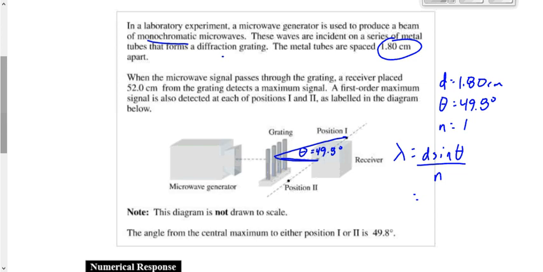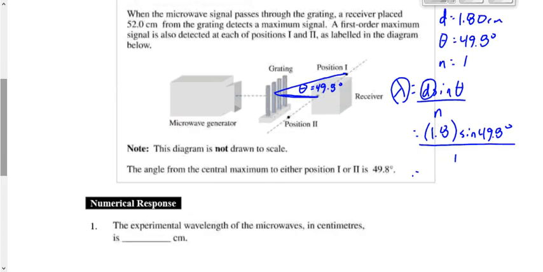D is, do I have to convert that? Well, usually we do, but as it turns out, we don't actually have to, as long as we're consistent. If we go centimeters here, then that's okay, as long as we recognize that lambda is going to be in centimeters, which is what we actually want our answer to be in here. So I'd probably just leave it here. 1.8 times sine 49.8 degrees over 1. That gives us a value, I believe it was 1.37. Does that sound right? 1.37 centimeters. So I'm going to fill this in as just 1.37.